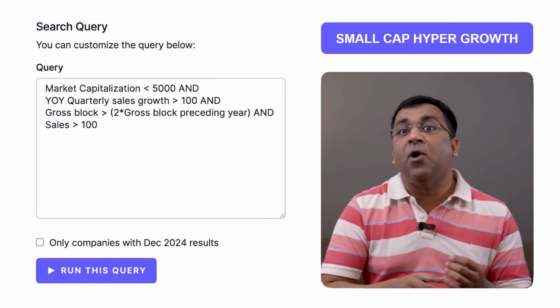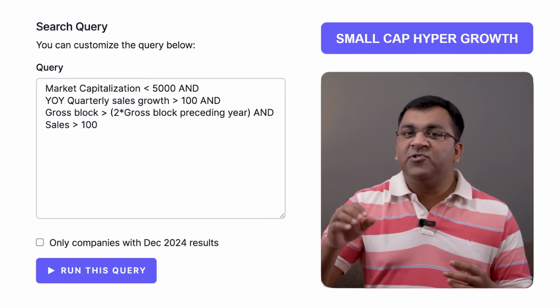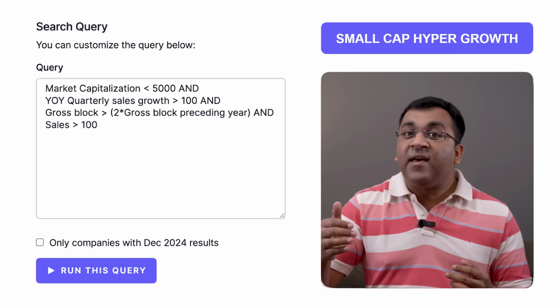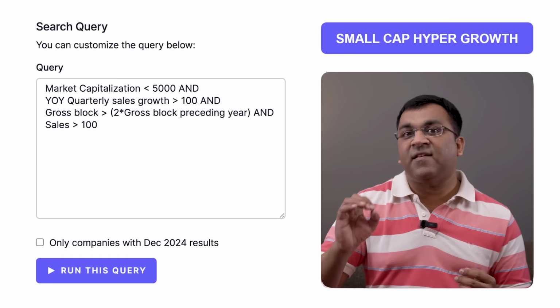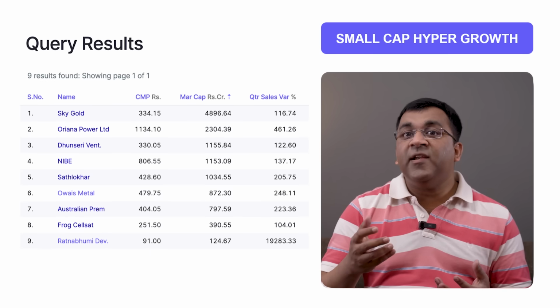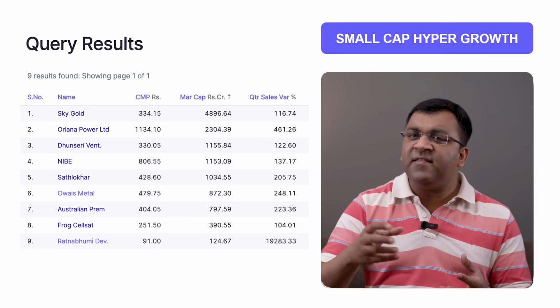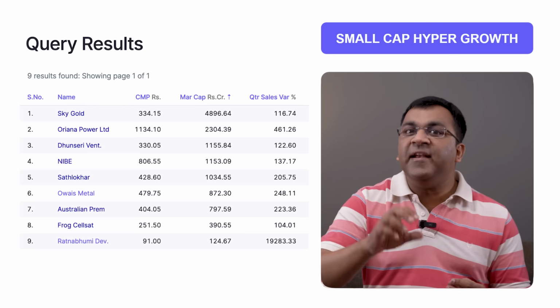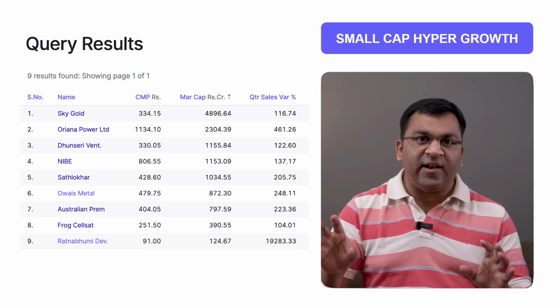So GARP is one way of doing it, but there are more ways of building a growth query as well. For example, here's a small cap hyper growth query, which looks at sub 5,000 crore companies that have shown high year-on-year growth in this quarter and have done some serious capex in the past year. I have purposefully kept earnings growth out of this, as these are growing companies. They're likely to be a bit more volatile, which is where reading and researching more about these companies really helps.